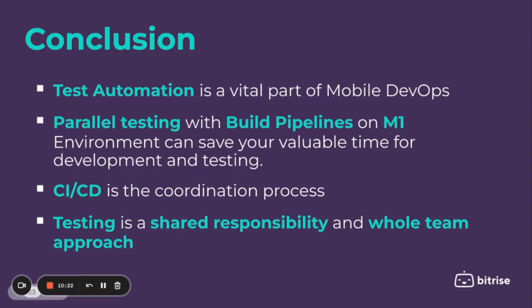Finally, here's the conclusion of today's session. First, test automation is a vital part of mobile DevOps. Second, parallel testing with build pipelines on the M1 environment can save your valuable time for development and testing. Third, CI/CD is the coordination process. And last but not least, testing is the shared responsibility and the whole team approach. We, Bitrise, are here to help you achieve these goals and assist you to deliver your apps faster with better quality.